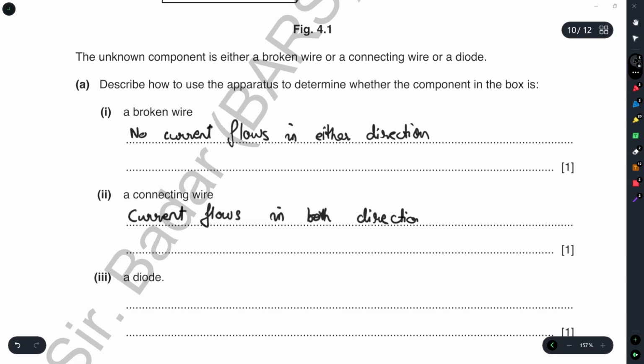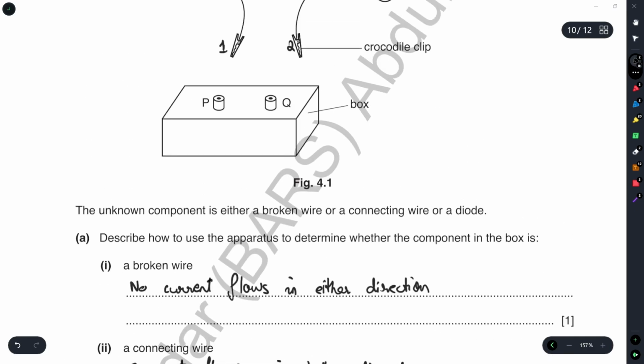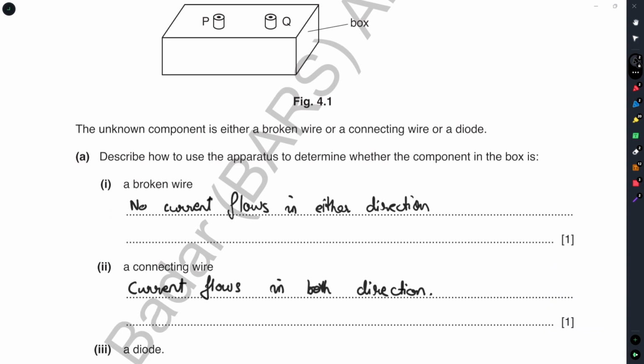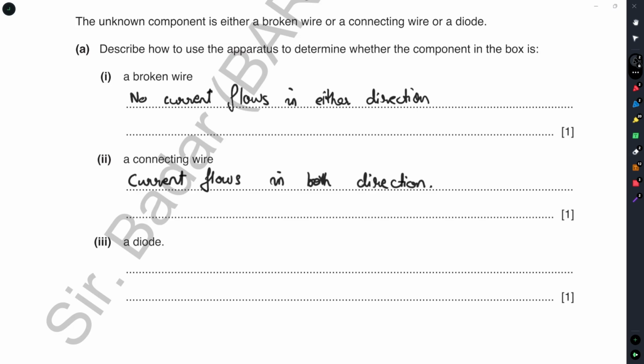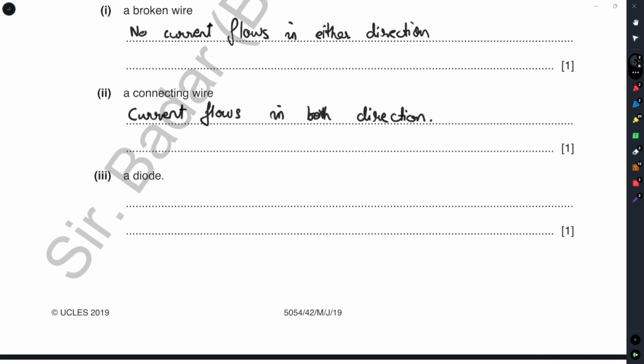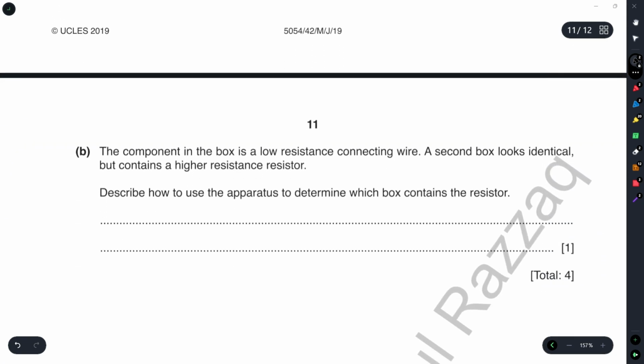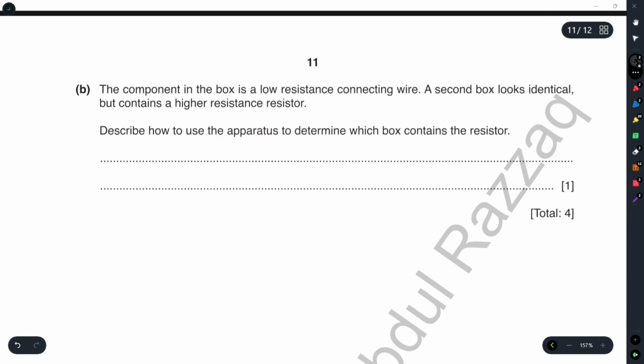आप crocodile clip 1 को P के साथ और 2 को Q के साथ लगाएं और vice versa. Because you have a completely closed circuit, your circuit is still going to work. If you have a diode, then of course current flows in one direction only, because that's the purpose of a diode, right? The purpose of a diode is to allow the current to flow in one direction only. So of course it's going to flow in one direction.